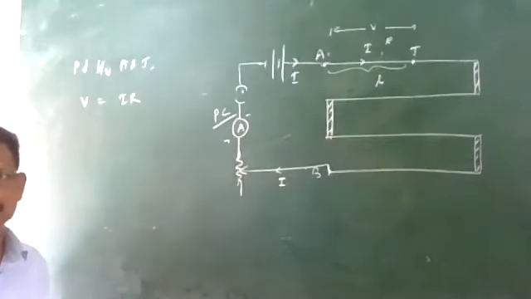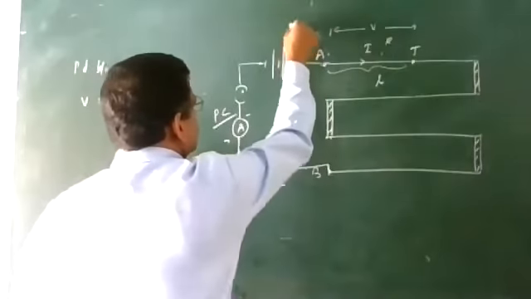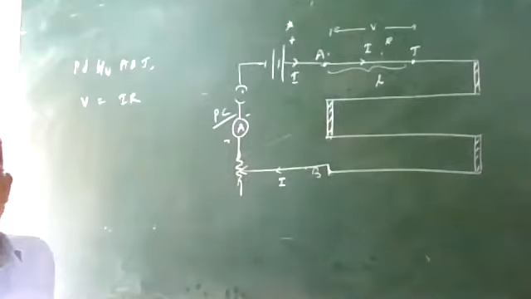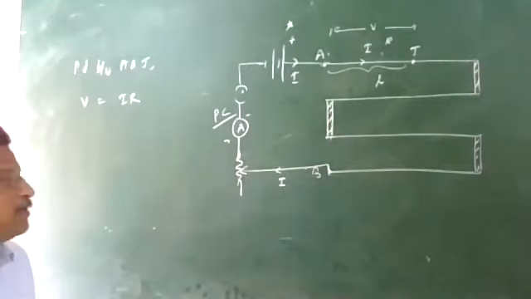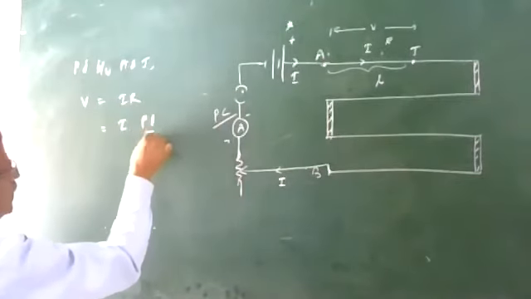I is given by the cell or battery. The positive terminal of the battery must always be connected to point A, star mark. Positive is always connected to the point A. If you reverse the direction, it will be a problem because of the other connections. Okay, V equals IR, but R equals rho L by A.